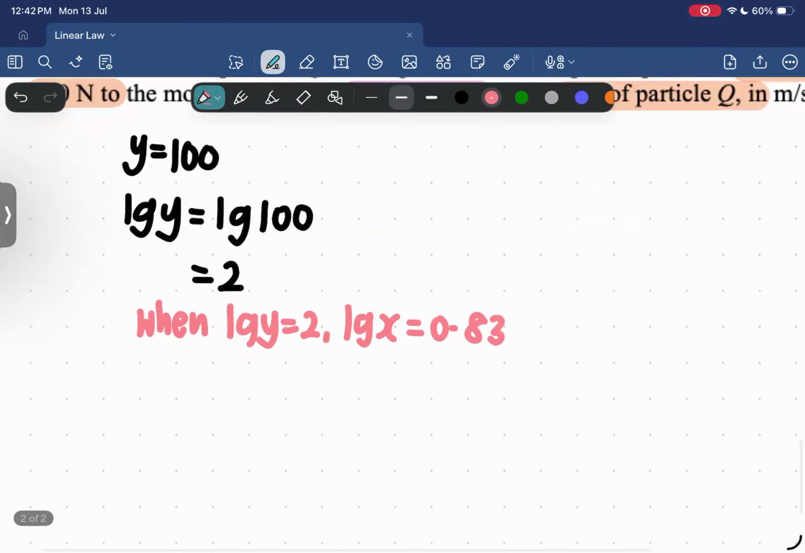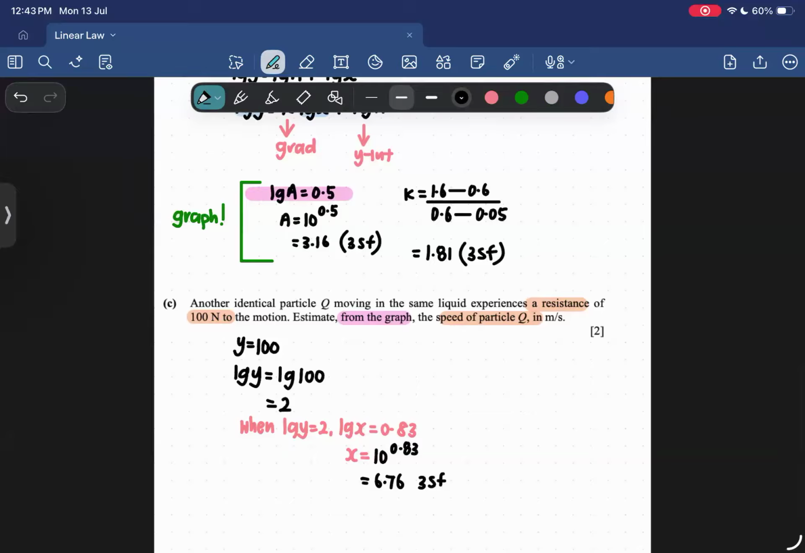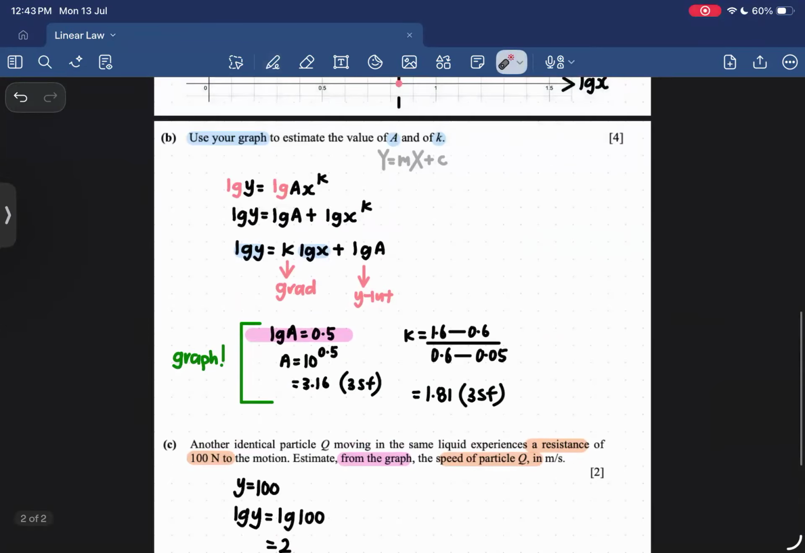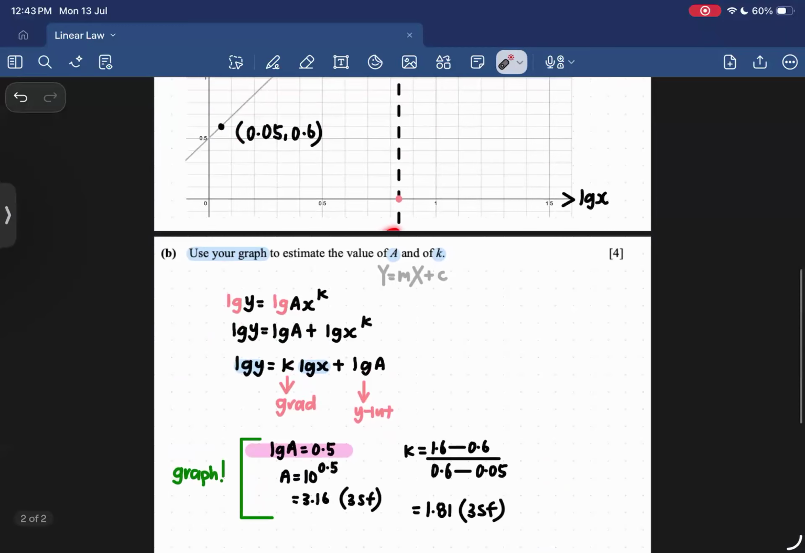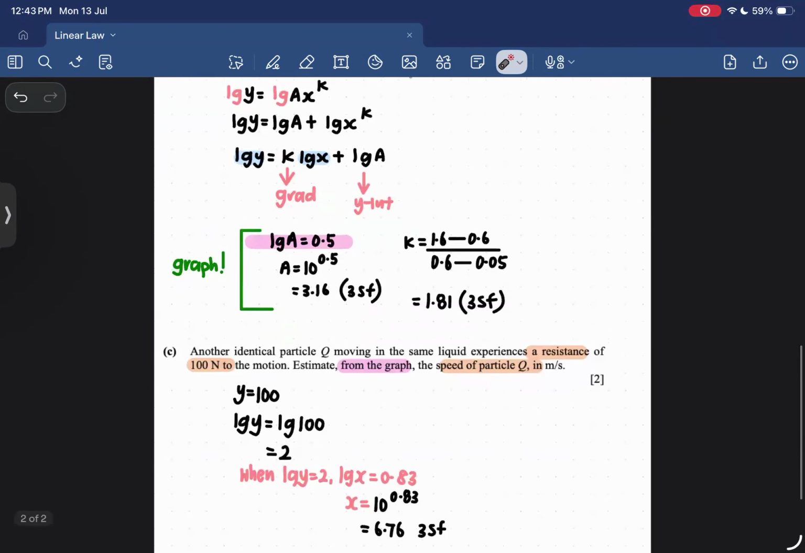So then you go and find your x again. Same thing, LG is base 10. So 10 power 0.83, and in 3SF that is 6.76. If you never use your graph, bye-bye, another mark gone. So where did you lose marks? Here, because you used the equation to solve. Not wrong, but they said using the graph, so you must follow instruction. You must estimate both A and K from the graph. They never said use your graph to estimate A, use the equation to estimate K. It's not the other way around.